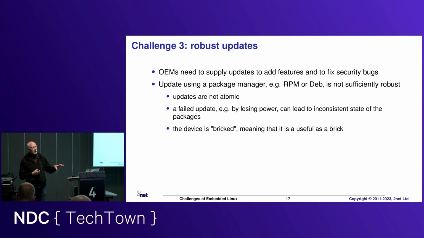The problem with package managers like RPM and deb is that they are not atomic. So you give it a bunch of packages to update, but it does them kind of one by one. If the update fails for some reason, for example, because somebody pulls the plug out, or you lose connectivity because the Wi-Fi stopped working, then you've got a problem. Typically, you end up in what I call here an inconsistent state. An inconsistent state generally means your device is bricked, and we don't want bricked devices. So RPM and deb, no, we don't use them.